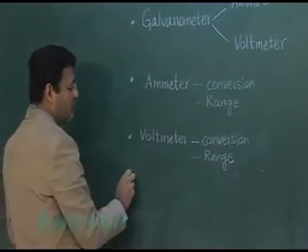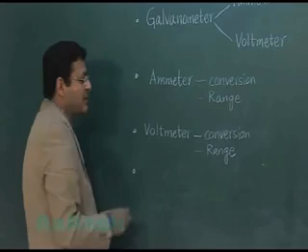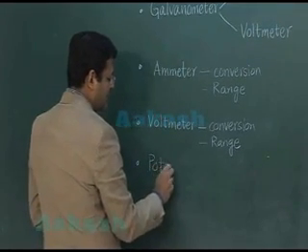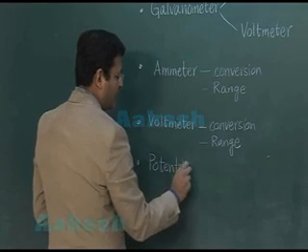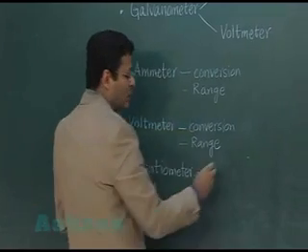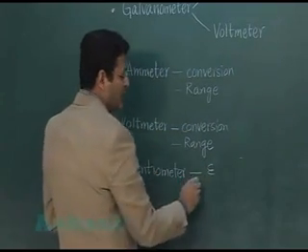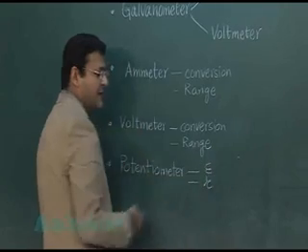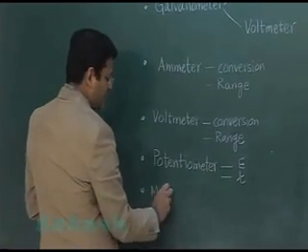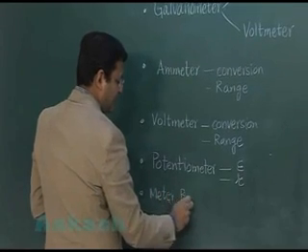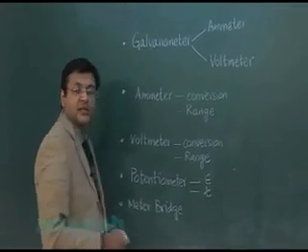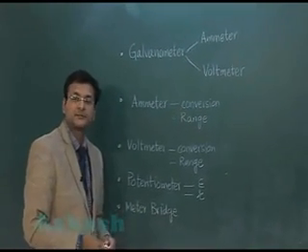Then we found that EMF of a cell cannot be measured with the help of a voltmeter, so we discussed another device called potentiometer, with the help of which you could measure the EMF, measure the internal resistance, or compare the EMF of two cells. And at the end we discussed the meter bridge application, which could calculate the value of unknown resistance.